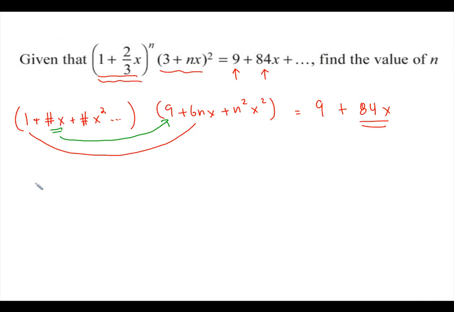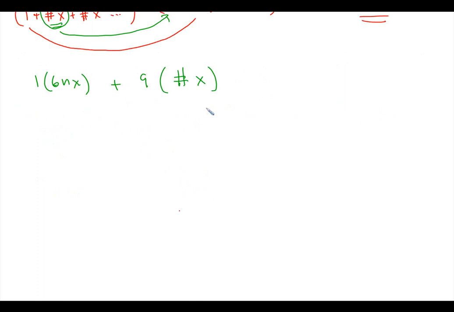So basically the idea is we have 1 times 6nx, plus 9 times the term from over here that's going to have just an x, all right? So we need to calculate what this term is using the binomial coefficient. So let me calculate that. I'm going to set this up in parentheses. We have this 9 just hanging out here, so let's ignore it for now. We know this is going to be n right here.